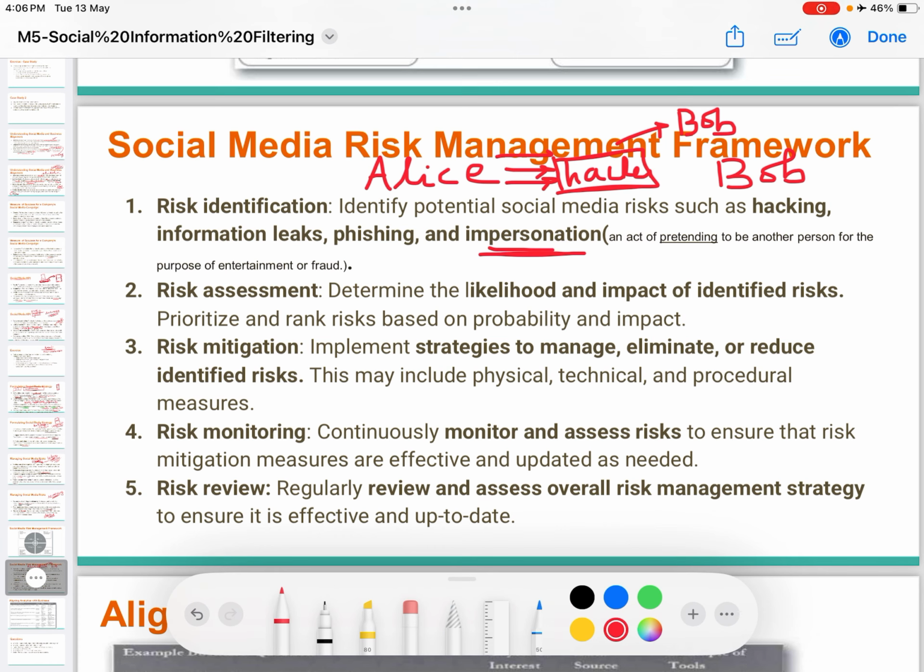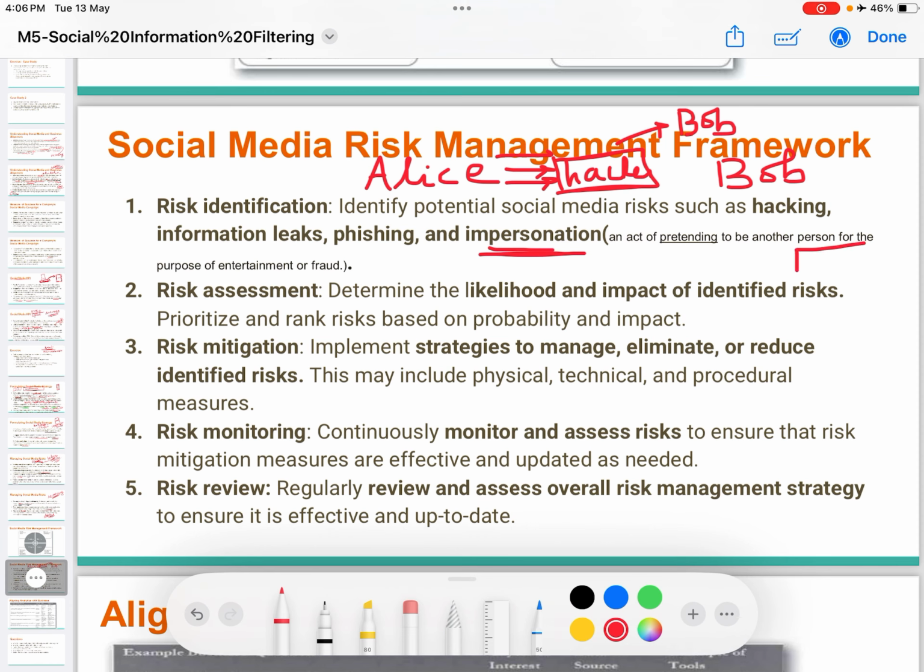So first, what is it? First is identifying what type of risk there is. Is it hacking, information leaking, phishing, or impersonation? Second is risk assessment. Determine the likelihood and impact of the identified risk, and prioritize and rank risks based on probability and impact. Once you identify the risk, you understand what the impact is.